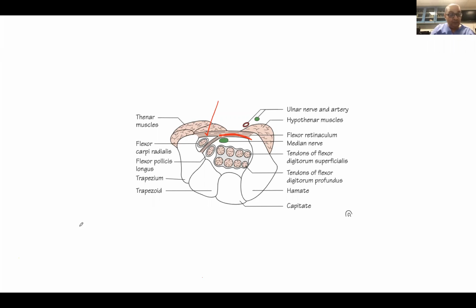So the median nerve is more significant. Yeah, perfect. I agree with you. Okay. So I think we talked enough about that.